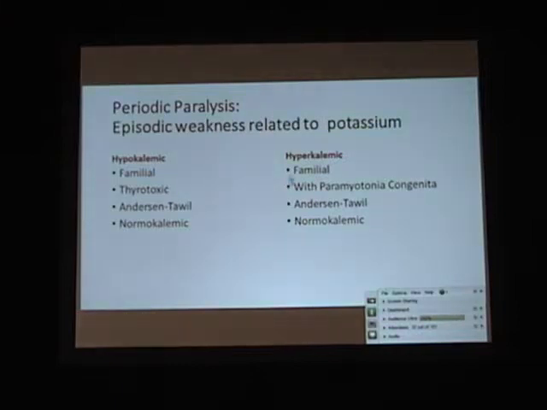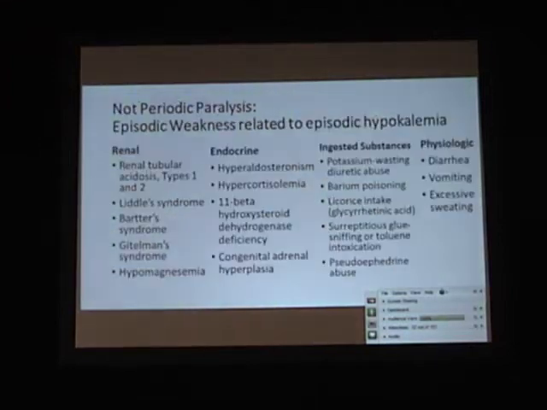Lehmann-Horn is probably clarifying this a bit better as we speak. And with hyperkalemic, you have familial as well. It can occur with paramyotonia congenita. It can also be with Andersen-Tawil. So the poor regular country doc is already at kind of a disadvantage here.